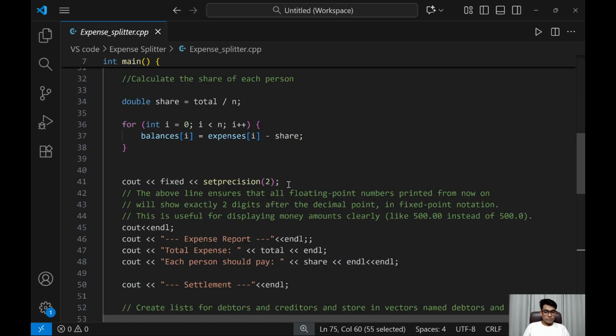One of the important things which I forgot to show you was this. I have written cout fixed setprecision 2. This line in the code indicates that if decimal numbers are printed, they would be printed up to the second decimal place. For example, if 500 is printed, it would be 500.00. It just makes the output easier to read and look nice.